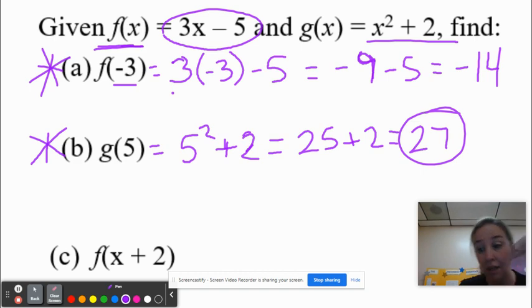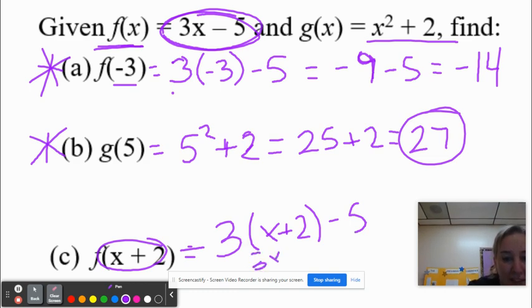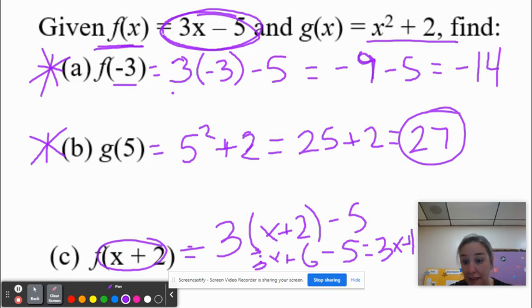Okay, and now this one, the f of x plus 2, that is a little scary, but don't be so scared. We still take the f function and we say 3 times, and instead of x, we put whatever's in here, which happens to be x plus 2, minus 5, which becomes 3x plus 6 minus 5, which becomes 3x plus 1. And that's as far as you can take it.